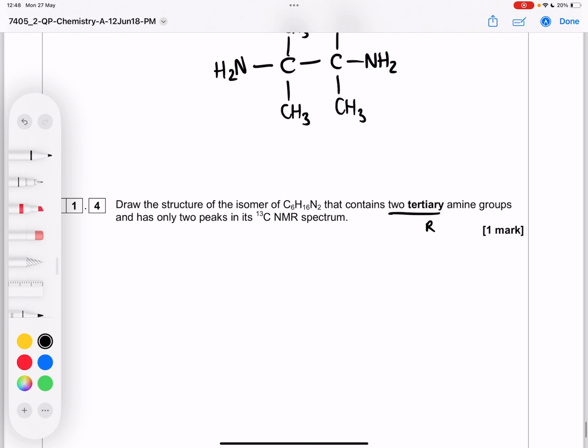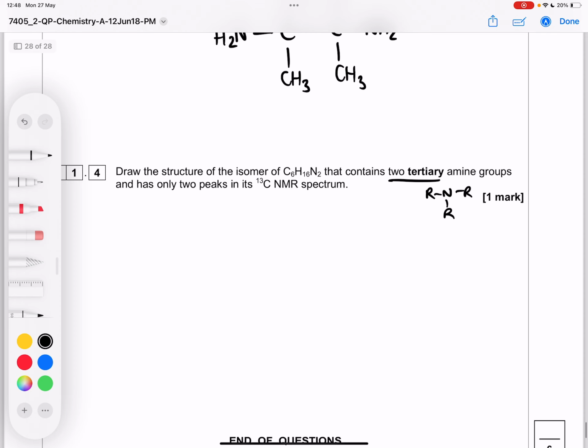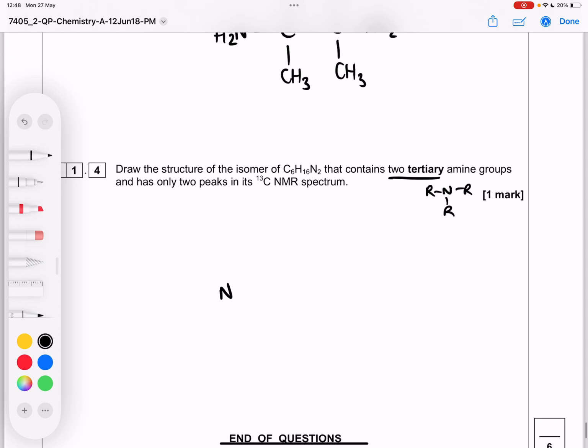2 tertiary amine groups and only has 2 peaks. Okay, so to be a tertiary amine group, the N has to have 3 carbons coming off of it. And we've got 6 carbons altogether, and we kind of need to mirror that to get that symmetry. So we only have 2 carbon environments.